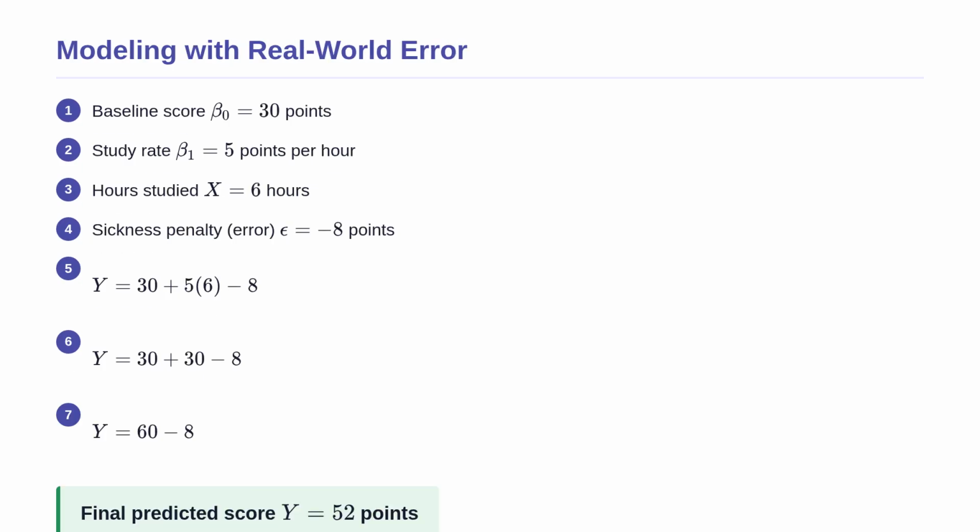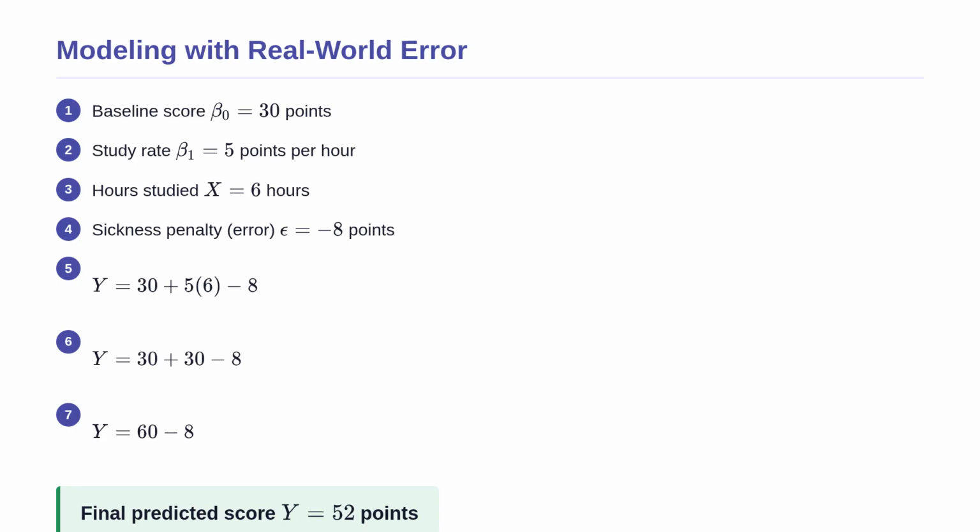Now that we have used the basic formula, let us look at a more realistic example that includes the error term. An educational researcher predicts exam scores. The baseline score for 0 hours of study is 30 points. Every hour studied adds 5 points. A student studies for 6 hours, but falls sick on exam day, costing them 8 points.